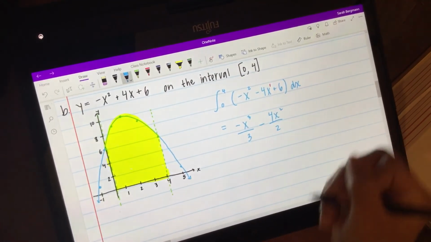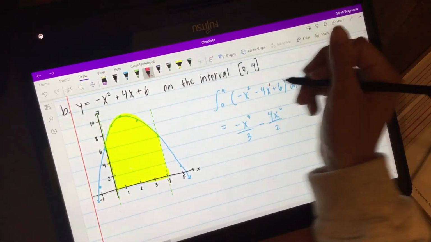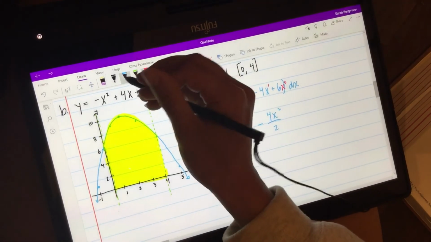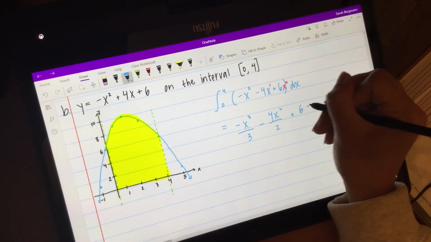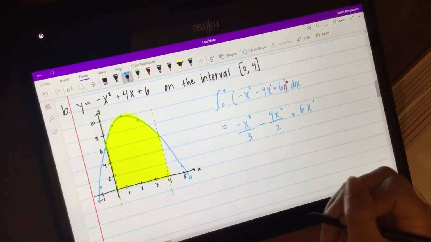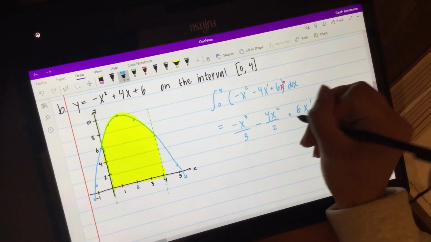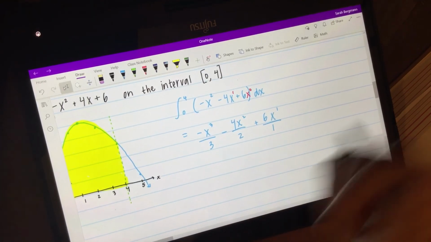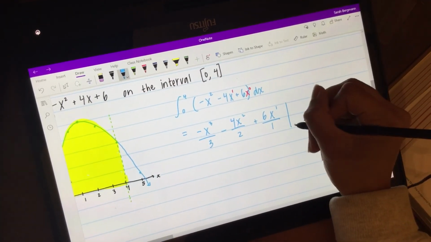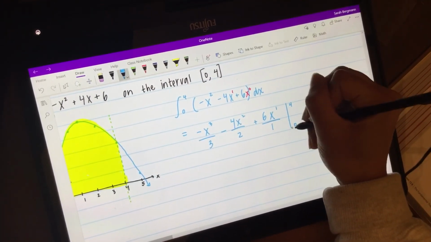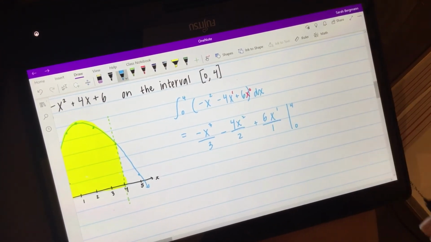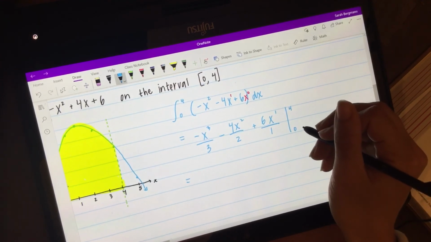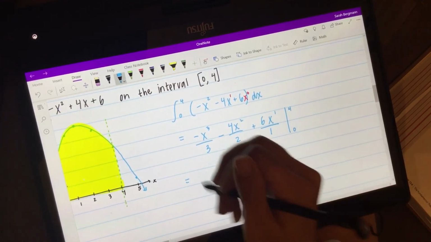Divide by the new power, 2. For the last term, 6, technically this is x to the 0 power. So when we add 1 to that, we get x to the first power. Divide by the new power, which is 1. And then again, remember, we don't need to include plus c on the end. We do, however, need to include this vertical bar with 0 and 4 to remind us to still evaluate this on the interval from 0 to 4.